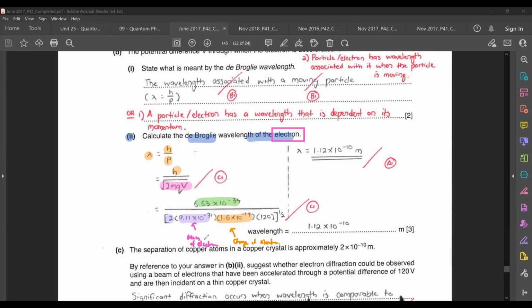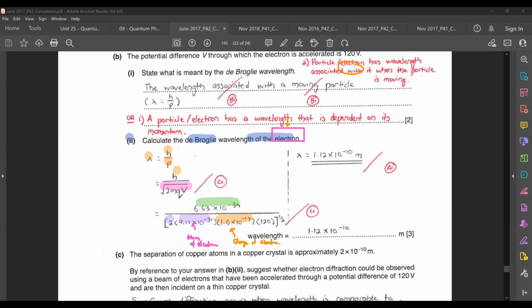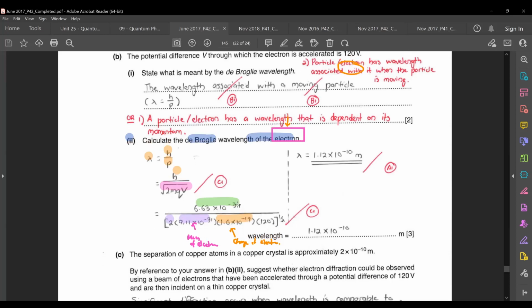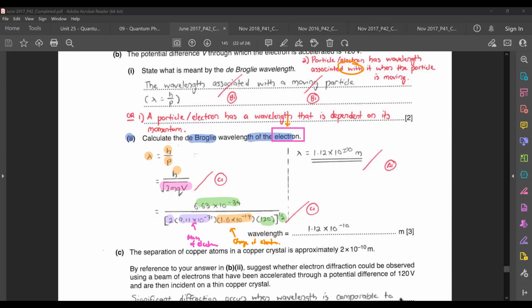You need to be able to deduce what the mass and what the charge are from the fact that they say it's an electron. The PD they did tell you is 120 volts, from the part above. So just sub in the value for your voltage, and don't forget to square root it. You will eventually get your wavelength as 1.12 times 10 power minus 10 meter. So that is for this particular part of your question. Then that one is done.